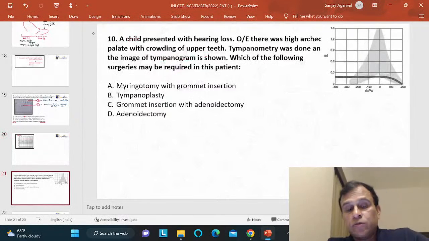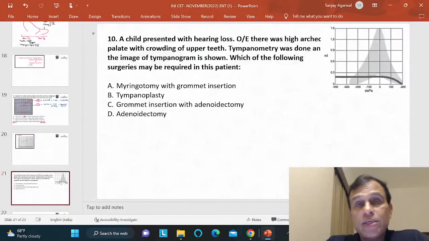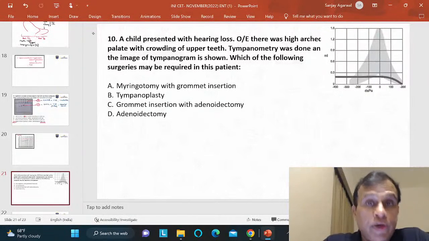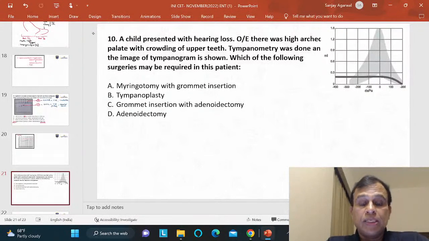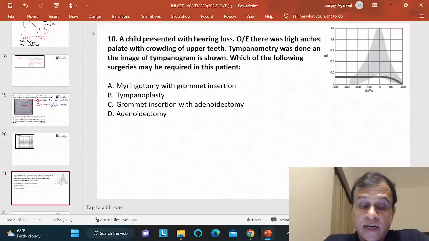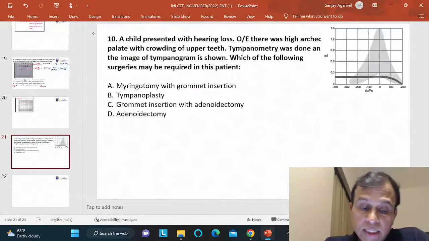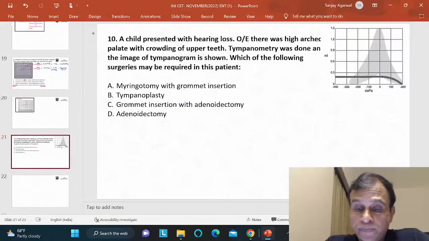And then question number 10, again it was hearing test. So this tells us hearing test is such an important test. We have two questions from the hearing test, tuning fork, audiometry, and this one also includes tympanometry. So this says a child presented with hearing loss. On examination there was a high arched palate with crowding of the upper teeth. Tympanometry was done and the image of the tympanogram is shown. Which of the following surgeries may be required in this patient?